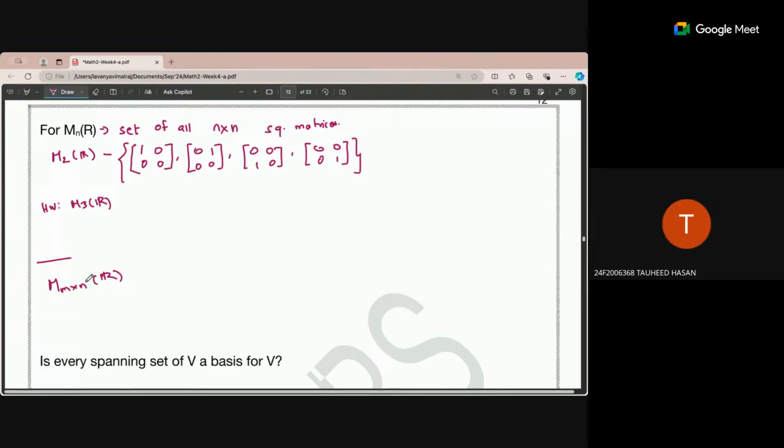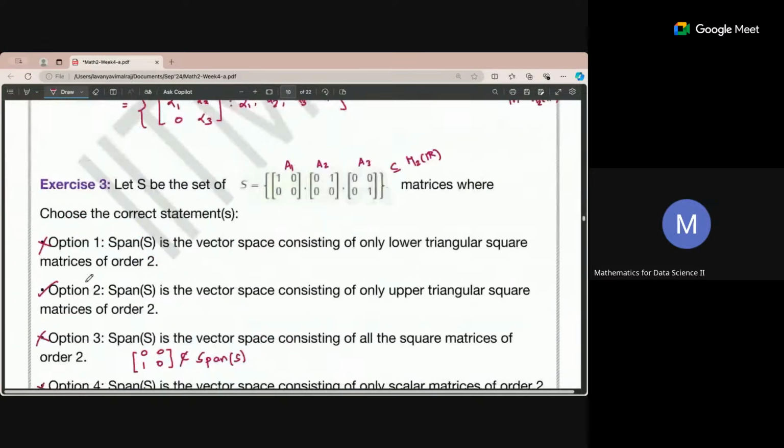Ma'am, a question. In the first case, you have given the example. If we take only three of them, not all four, then will it be spanning and linearly independent both? Meaning a basis? It will be linearly independent, but it will not span M2 of R. We have seen it here already, right?